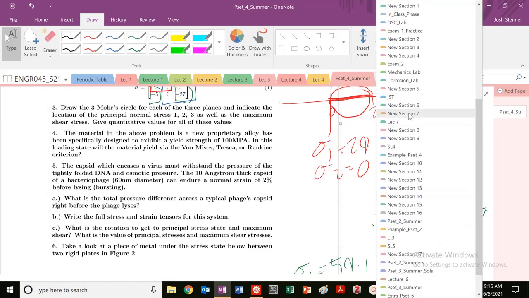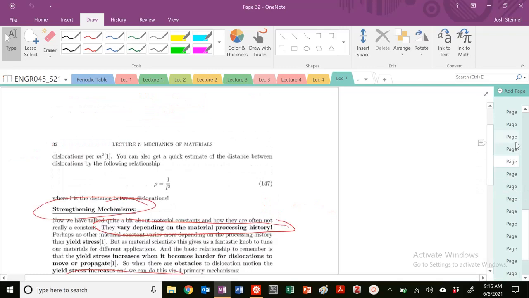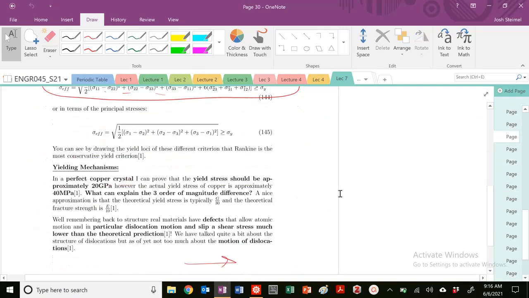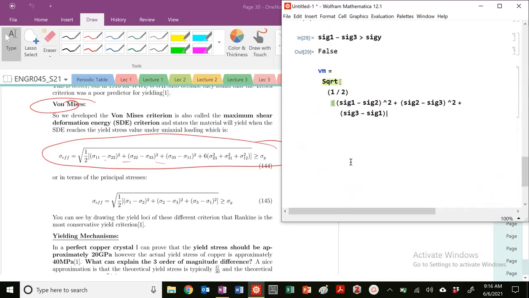Let's go to lecture 7 and look at yielding, because this is an equation that's not super easy to remember. My von Mises, Vm, equals the square root of 1/2 times (sig1 minus sig2) squared plus (sig2 minus sig3) squared plus (sig3 minus sig1) squared.